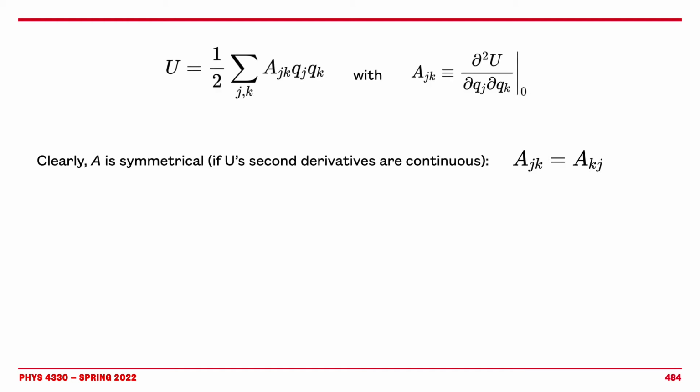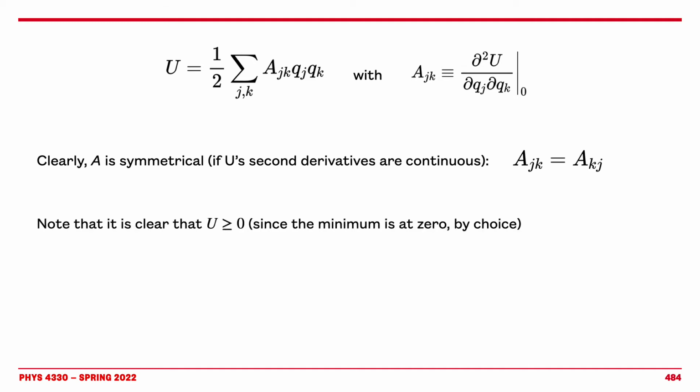Now let's have a look. So we have this, and we know that if the second derivatives of the potential are continuous, calculus tells us that the Hessian is symmetric. So that's an important thing. Now we also know that u has to be positive. Why should it be positive? Well, because we said that the minimum was at zero. So if the minimum is at zero, of course, every other value is larger than zero, so they're positive.